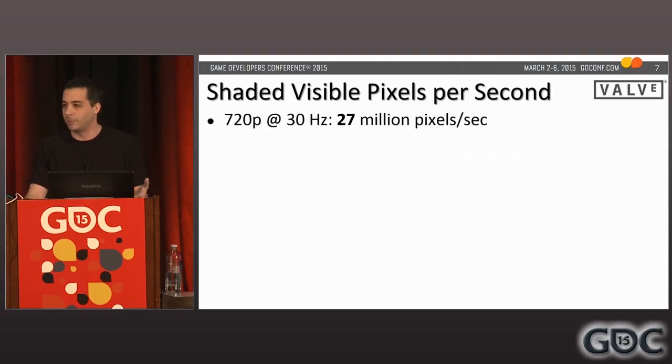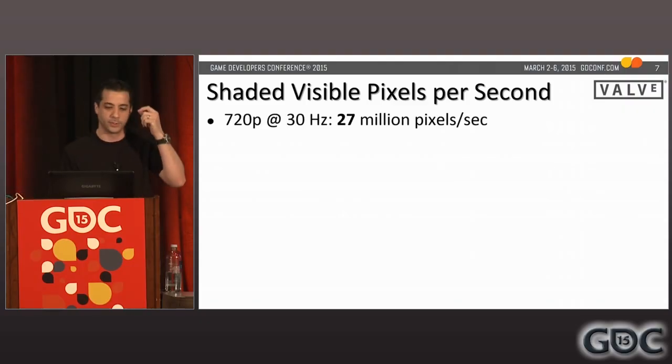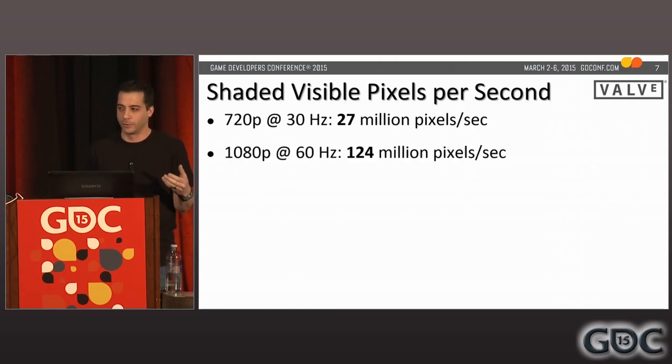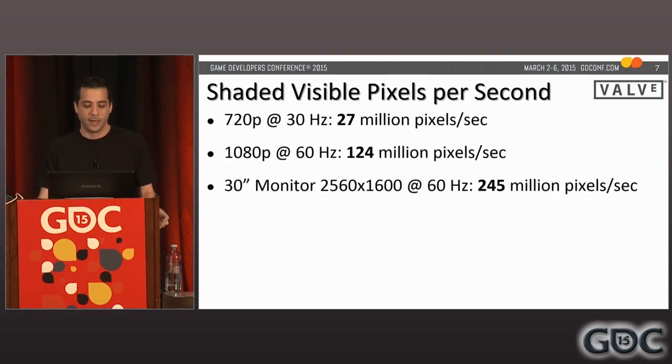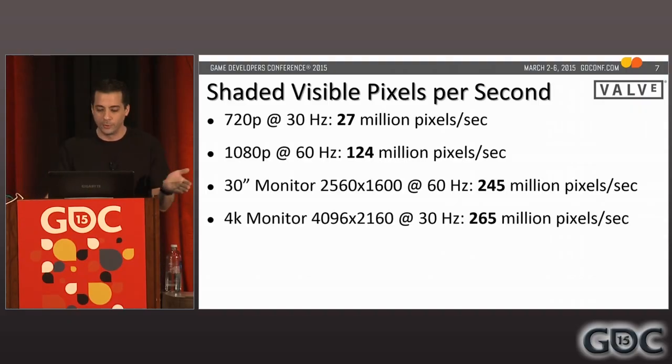If you think about 720p at 30 hertz, last-gen consoles, you have to shade about 27 million pixels a second. If you look at the current gold standard of 1080p 60 hertz on a console, that's 124 million pixels a second you have to shade. On the PC, the gold standard, if you can hit a 30-inch monitor, native res, 60 hertz, you have to shade 245 million pixels a second.